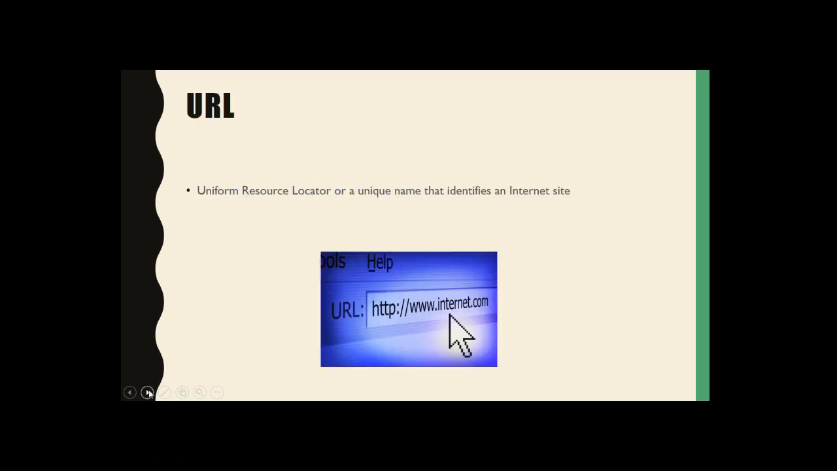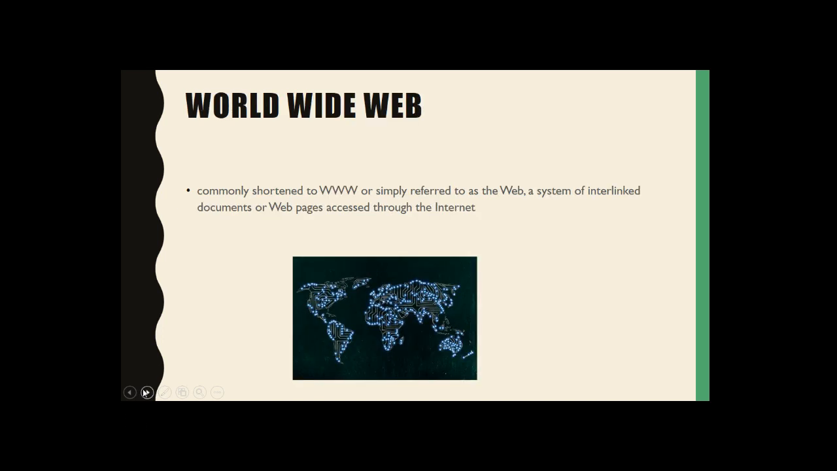What is a URL? It is a uniform resource locator or a unique name that identifies an internet site. What is the World Wide Web? It is commonly shortened to www or simply referred to as web, a system of interlinked documents or web pages accessed through the internet.